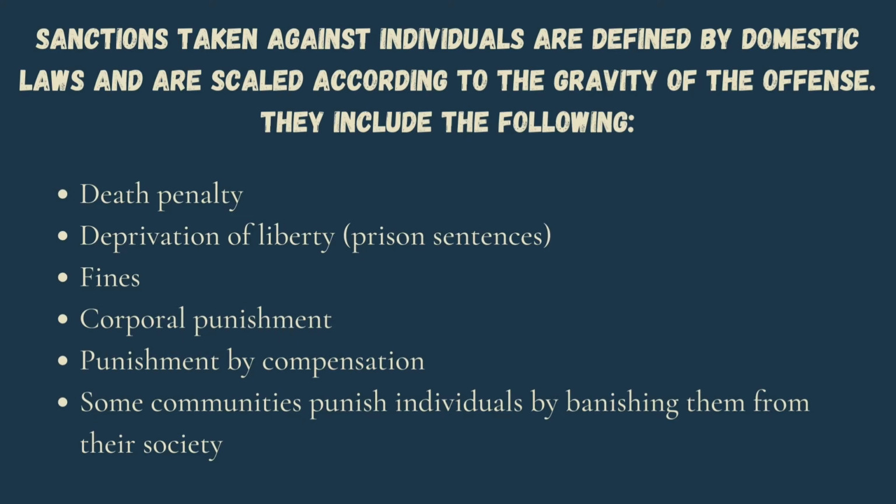Sanctions taken against individuals are defined by domestic laws and are scaled according to the gravity of the offense. They include the following: death penalty, deprivation of liberty, fines, corporal punishment, punishment by compensation, and lastly, some communities punish individuals by banishing them from their society. Termination of war.